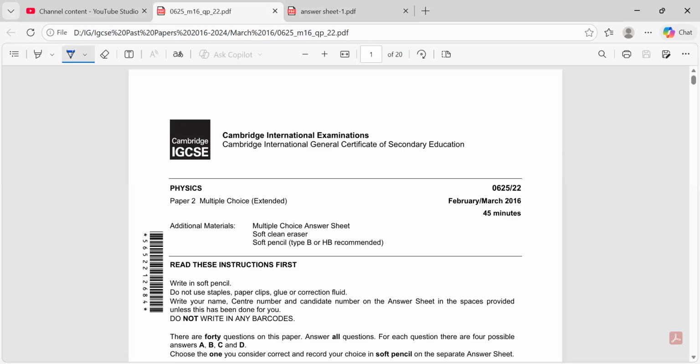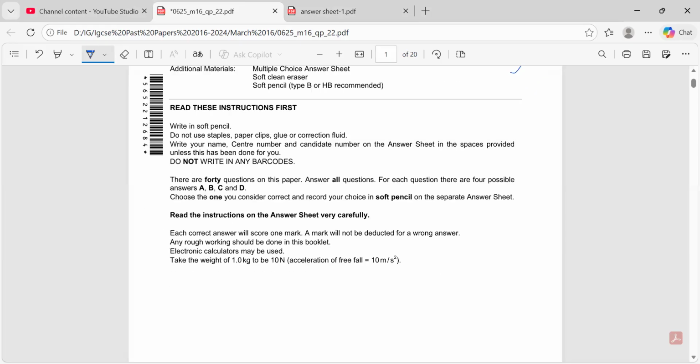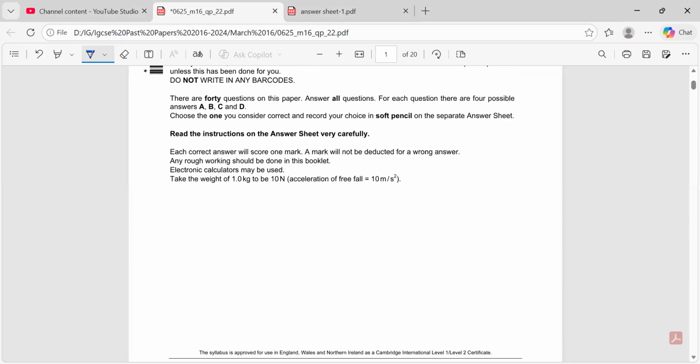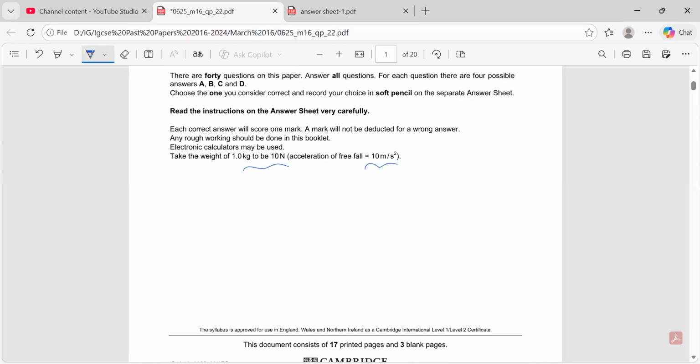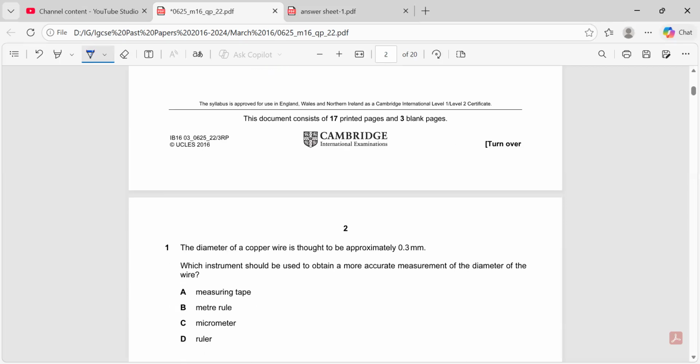Anyhow, I have taken intentionally a little bit old paper, that is February, March 2026. And in February, March variant is always 2. Marks are 45. And value of G in this paper, we will be using 10 because it is an old paper, but wherever I need to use, I will use the value of G as 9.8. Okay, I will not be using 10.